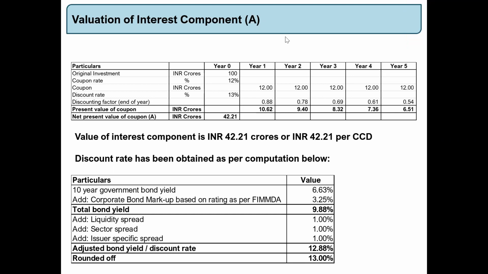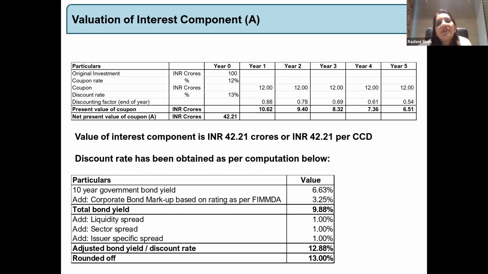Yes, I just wanted to understand: the liquidity spread, sector specific spread and issuer specific spread, is it not covered under the corporate bond markup based upon ratings? Because issuer specific spread is a part of the credit rating adjustment, right? That we are already making that adjustment into 3.25.